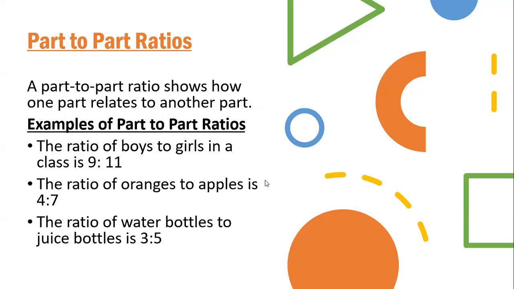Chai, what does the ratio of 4 to 7 mean, for the second one? For every 4 oranges, there's 7 apples. Very good. And where's Sion? Sion, can you hear me? Yes. Good. What is the ratio of water bottles to juice bottles? 3 to 5. What does that mean when we say it's 3 to 5?